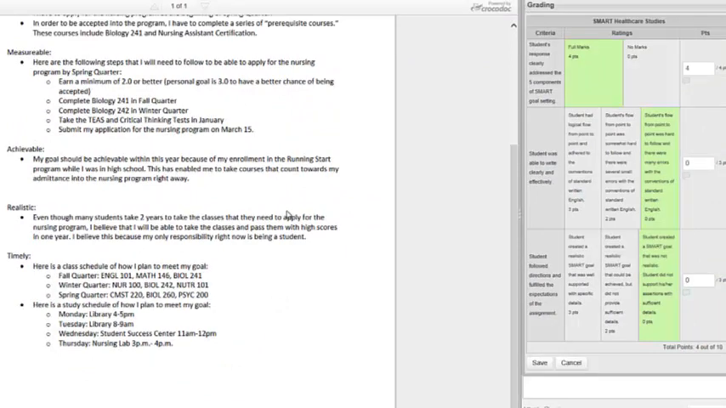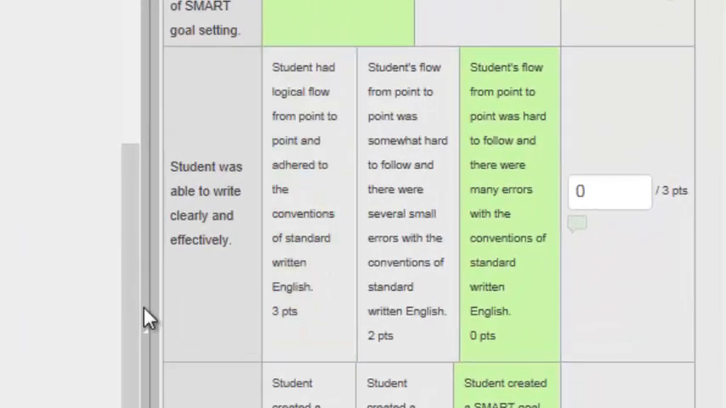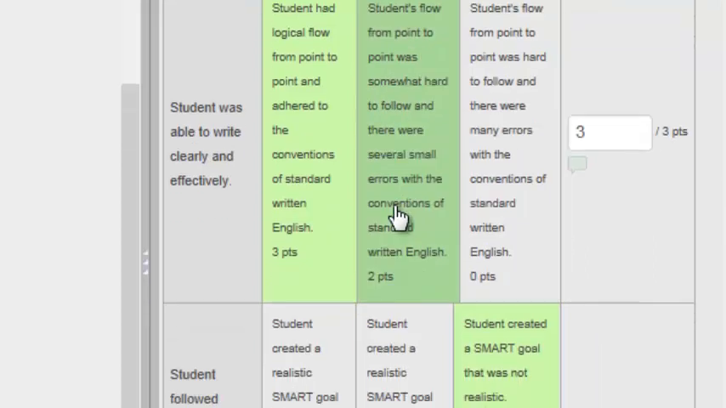All right, you can tell immediately that the student put a lot of effort into this assignment. So when I look at the criteria, student was able to write clearly and effectively. Immediately I can tell that they did a pretty good job. It says right here, student had logical flow from point to point and adhered to the conventions of standard written English. The student absolutely met this expectation. So when I click on this, it awards the student 3 points out of 3 points and adds it to their total score down at the bottom.